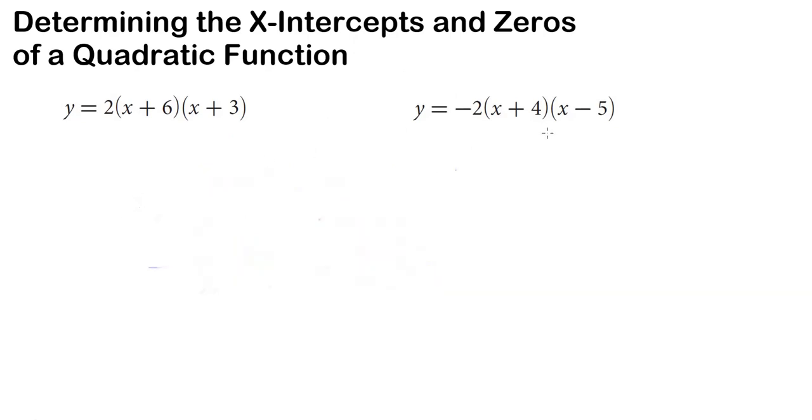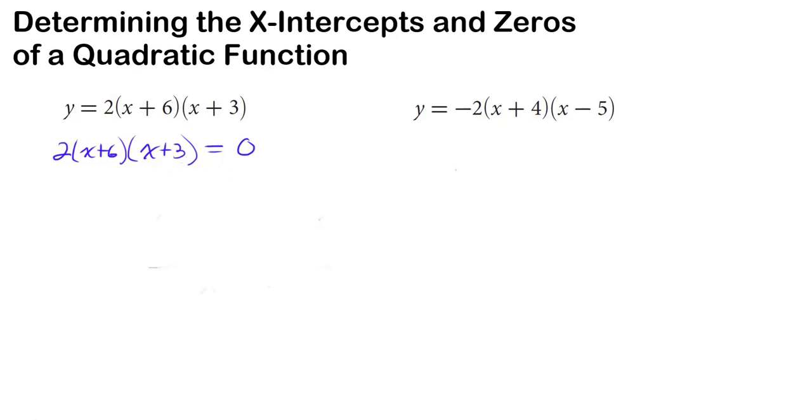So let's go ahead and take a look at these examples. I see here I have y = 2(x + 6)(x + 3). And if I write this as a quadratic equation set equal to 0, that would look like this: 2(x + 6)(x + 3) = 0. And so again, if A times B equals 0, that means either A equals 0 or B equals 0 or both. So one of these equals 0, and we know it's not 2. 2 doesn't equal 0. 2 equals 2. So either x + 6 equals 0 or x + 3 equals 0 or both.